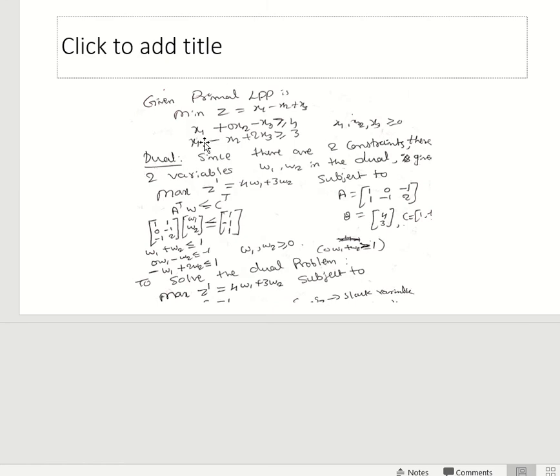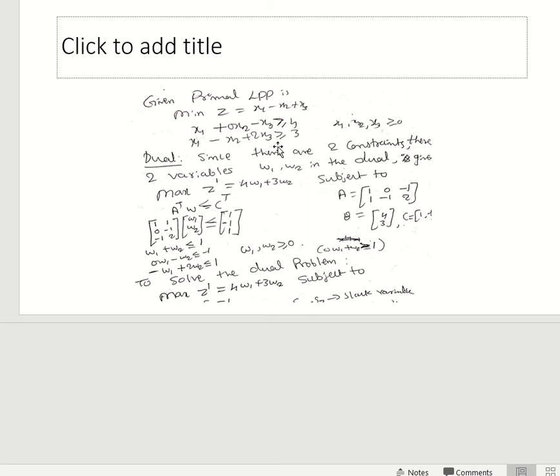First you have to check how many constraints are available. There are only two constraints. Since there are two constraints, how many variables do we have to choose? Two dual variables we have to choose. What are those? W1 and W2.